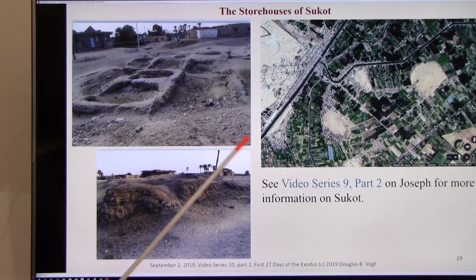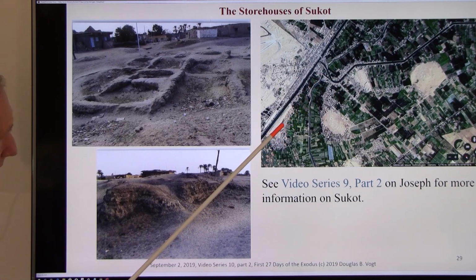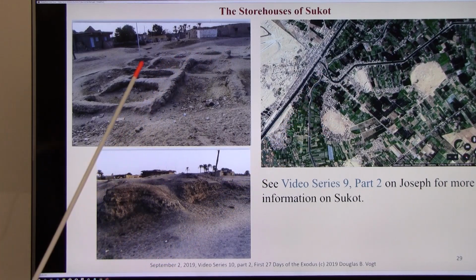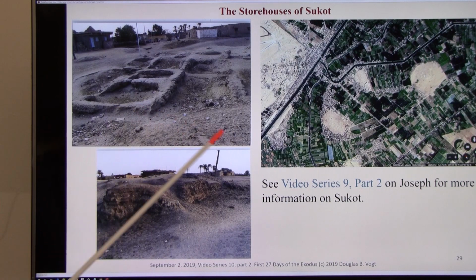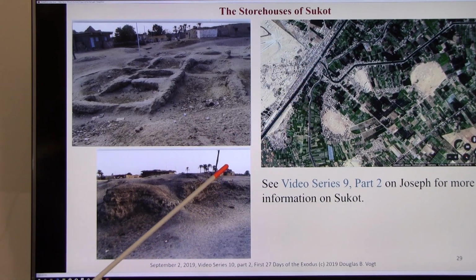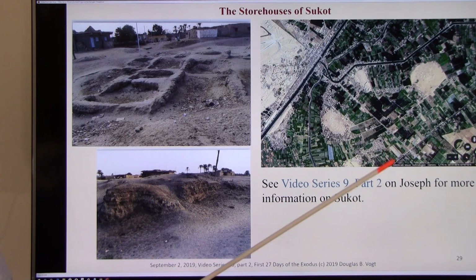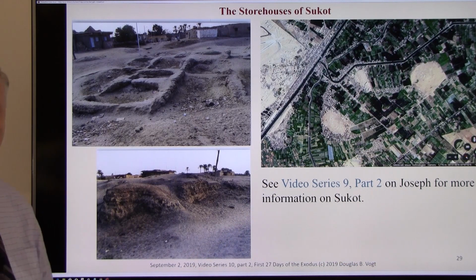This is what Sukkot looked like. I go into greater depth and you see what it looks like. This is an aerial of it. This is where I photographed in here. This is what the storehouses look like, where remains are. It was actually a pretty extensive area. It was all from here and even much further south, a couple of miles south. And this is what the storehouses looked like. Video Series 9, Part 2 has all of them, and I think you'll enjoy it.